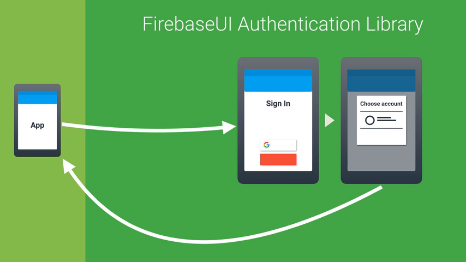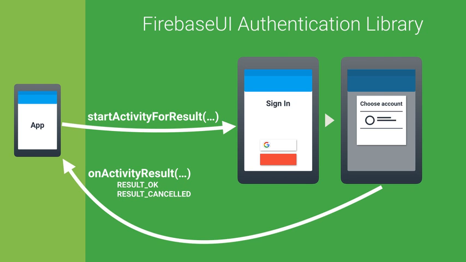Let's go back to the Firebase UI diagram, which shows the sign-in flow. We start the Firebase UI flow from within a start activity for result call. The result will come back in to the onActivityResult method. The result code will also be returned with it to indicate whether a sign-in happened successfully. Firebase UI uses the standard RESULT_OK and RESULT_CANCELED result codes. RESULT_OK means that the sign-in process completed successfully, and RESULT_CANCELED means that the sign-in process wasn't completed successfully, like when the back button is pressed.